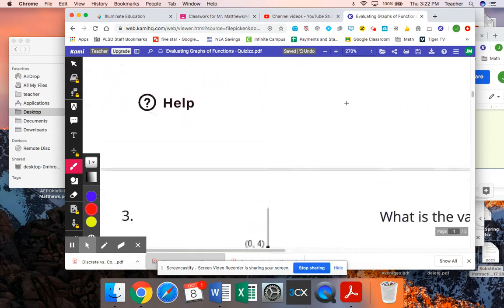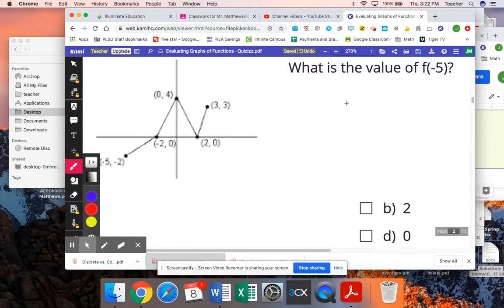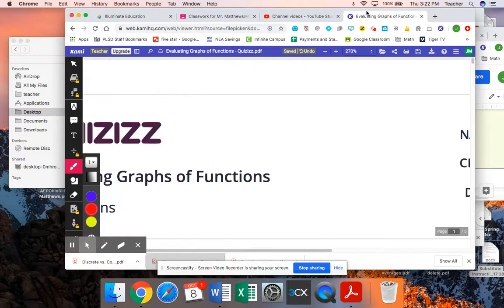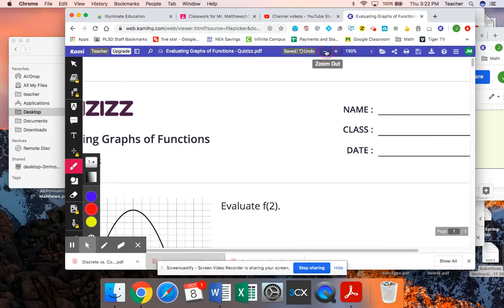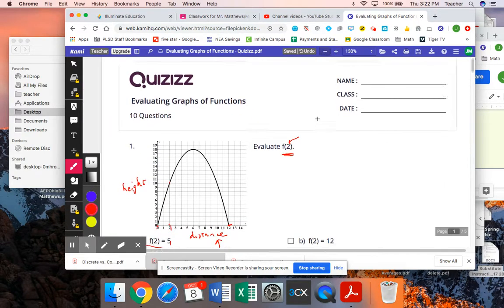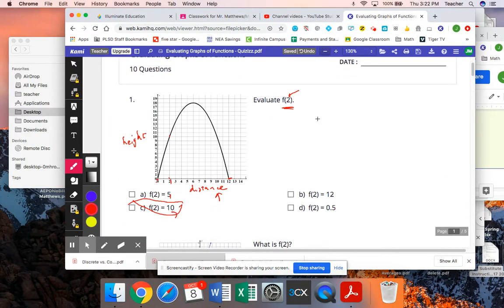That's really basically all you need to know when you evaluate functions, the graphs of functions. You just need to understand what evaluating means. That means there's an input, there's an output. If you put an input in, you'll get an output. And if there's a graph of it, all you have to do is read the graph. All right, that's it.